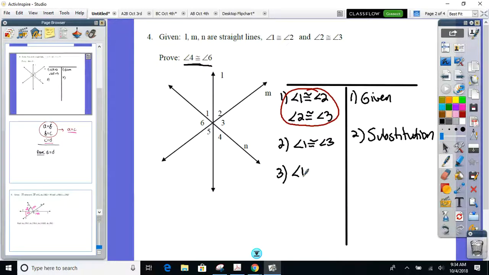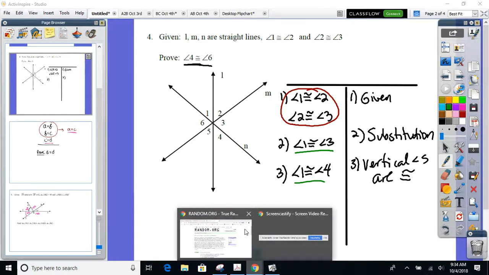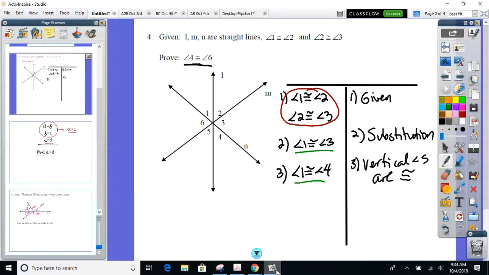Okay, I'm good with that. How do you know that? Vertical angles are congruent. Nice job. Can you now look at my last 2 steps? 1 is congruent to 3, 1 is congruent to 4. Therefore, here you go, 1 is congruent to 2. Can you conclude anything now? Look at statements 2 and 3. How'd you do that? Using substitution.